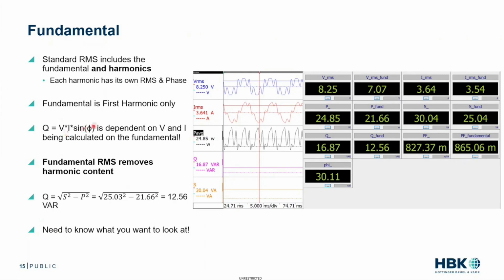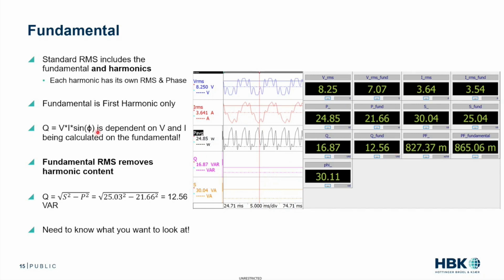So if we take that first harmonic only, and we again do our calculation for VRMS, V fundamental, IRMS fundamental, we see that difference in value. Same with power, same with apparent power. Now if we look at apparent power, we have 30 in the wideband, or the no filter situation. We have 25 in the fundamental situation. So there's a big drop there. For reactive power, we have 16.87 var, which drops to 12.5 var in the fundamental situation.